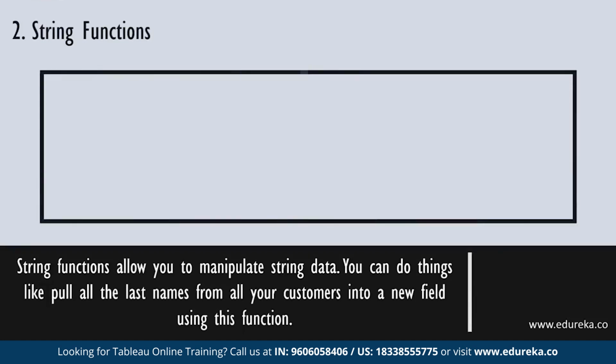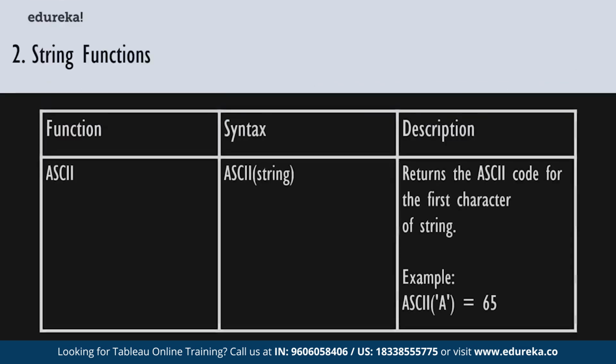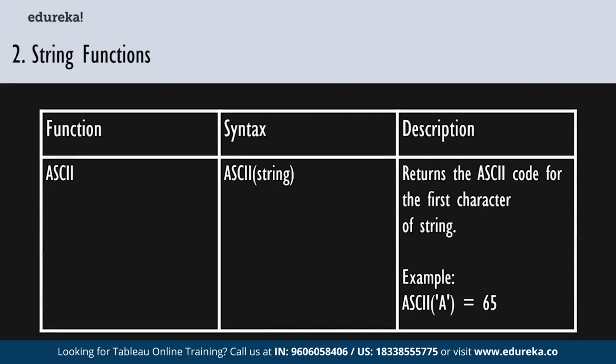So again, on your screens are all the string functions that I'm going to discuss, which is all the string functions that are available in Tableau. This by no way is an advanced tutorial. I'm just going to show you how each syntax works. So let's start with the first one. We have ASCII. As most of you know, there is an ASCII code for every character of the string, and what this function does is it returns that ASCII code.